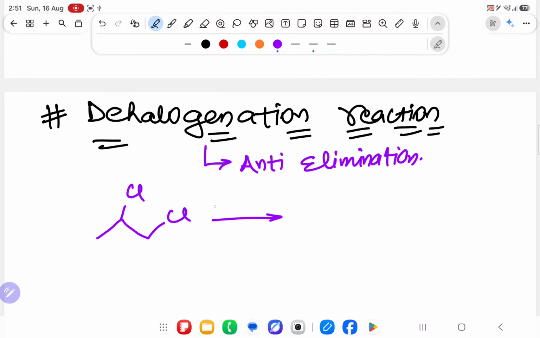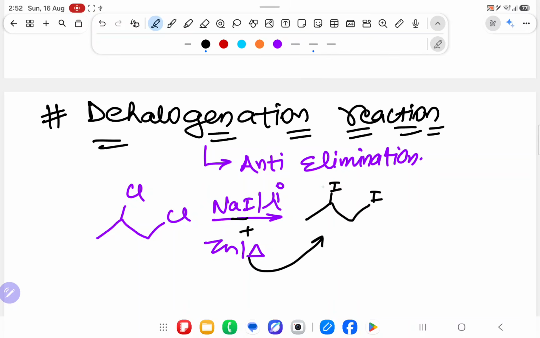Suppose Cl is there. Suppose you take NaI in presence of acetone, or you can take Zn and heat. Anything you take, what will happen? Understand both first, not "or". Suppose you have taken NaI plus heat. What will happen? NaI plus heat will convert that into I and I. Then Zn and heat will take both the I and make a double bond.